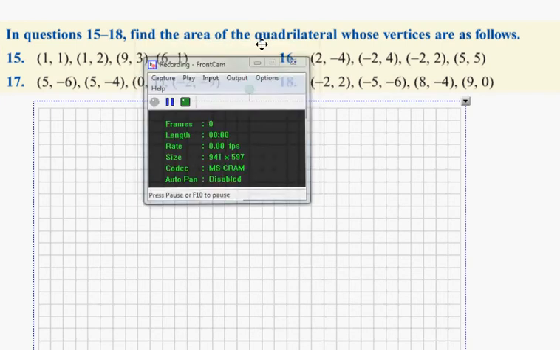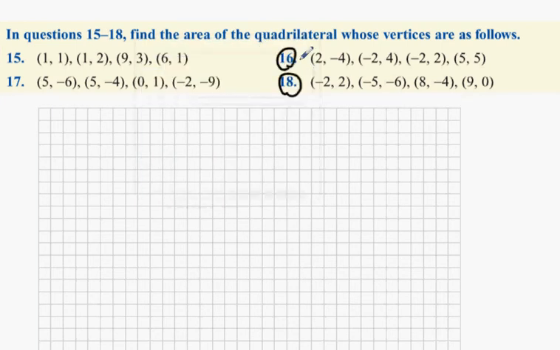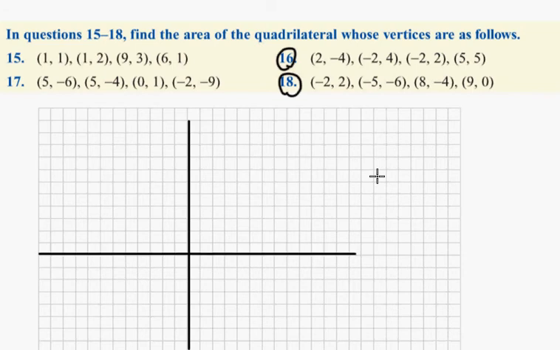Now, what we have is 16 and 18, okay? So, what we're going to do is draw it out. It's not the biggest one that's ever happened. So, 2, minus 4: 2 across, minus 4 down, is your first spot. Minus 2, 4: 2 across, 4 up, is your second spot. Minus 2, 2: 2 across, 2 up, is your third spot. And 5, 5, which is 5 across, 5 up, is your last spot. If you join them together, you will get a quadrilateral, which is a four-sided object, but no real pattern as such, if you know what I'm saying.